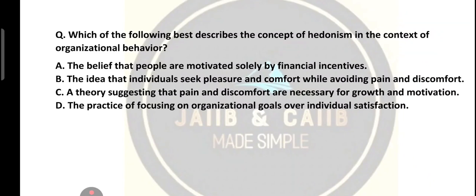What about option C? A theory suggesting that pain and discomfort are necessary for growth and motivation. No, this is the opposite of hedonism. This sounds like a no pain, no gain kind of theory, where struggle leads to success. But hedonism is about avoiding pain, not accepting it for growth. So this option is confusing pain with progress, and that is not what hedonism talks about. What about option D? The practice of focusing on organization goal over individual satisfaction. Again incorrect. This option is about putting the company's needs first, even if the employee is unhappy. But hedonism is all about individual comfort, individual satisfaction, how the person feels, not just the organization.